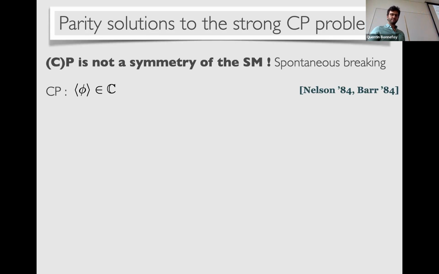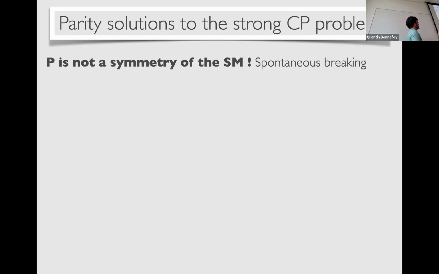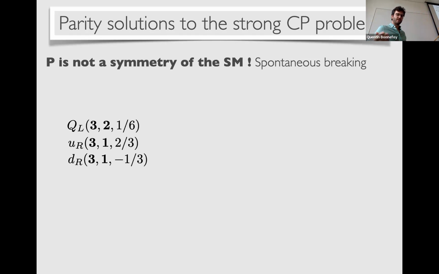Instead, I'm going to rely on parity, which is still not a symmetry of the Standard Model and needs to be spontaneously broken. To see what you can do, you start from the reason why parity is not a symmetry of the Standard Model in the first place: you have these quarks which are chiral. We have left-handed ones living in the doublet representation of SU(2), and the right-handed fields, which would have looked like the parity conjugate of the left-handed ones, do not transform under SU(2). So you have potentially two ways of solving this: either introducing new fields which complement these into vector-like objects, or introducing new gauge groups which turn this into a doublet.